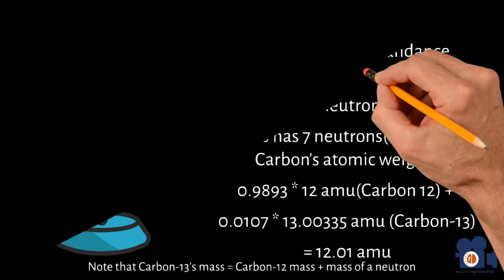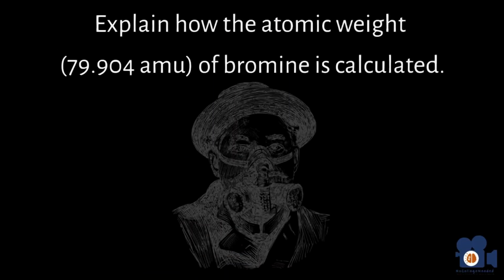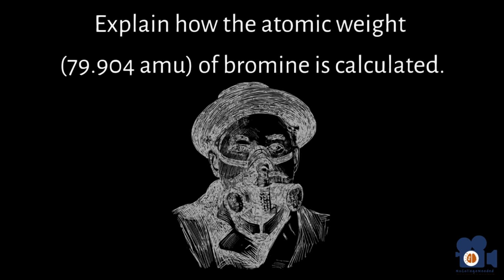Based on what you learned, think about the following question. Explain how the atomic weight of 79.904 AMUs of bromine is calculated.